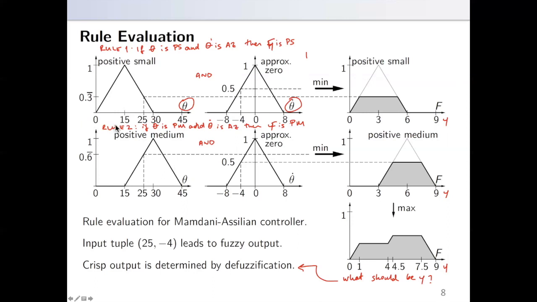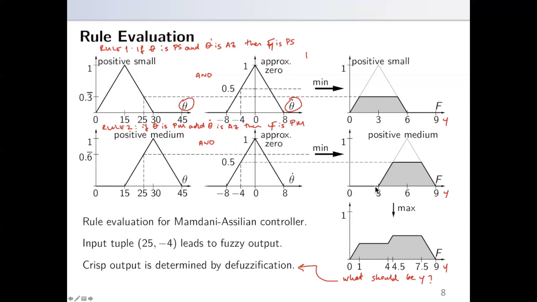Now consider the second rule. The second rule is saying that if theta is positive medium and theta prime is approximately 0, then F is positive medium. So we are considering positive medium at 25. Theta is 25. So we have the membership value 0.6 at this point. And also for theta prime, we are considering the fuzzy set approximately 0, and the value at minus 4, this is the measured value, is 0.5. So we are using the minimum of these two, it is 0.5. And this is the membership function for positive medium. And we are considering the minimum of the value found here, which is 0.5, and the value of the membership.